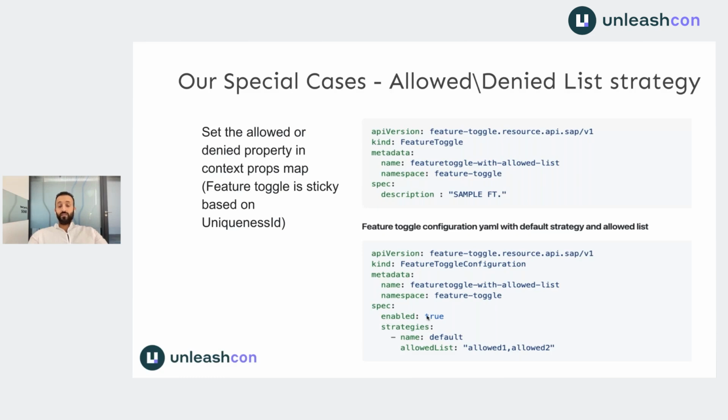So we say that it's enabled. So this is the state of the toggle. We have the strategy, we say the default strategy, and we define the allowed list. So allowed 1, allowed 2. And I should say it's very, very easy to enhance the default strategy with additional attributes on the Unleash. So we use custom attributes to add allowed list and denied list, and we define these props and using the stickiness with the uniqueness ID and all this stuff.